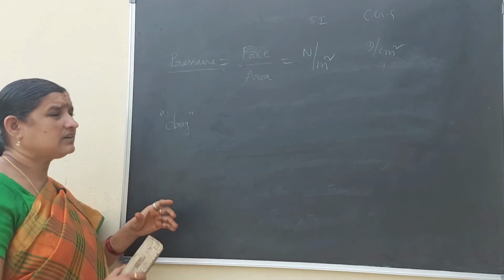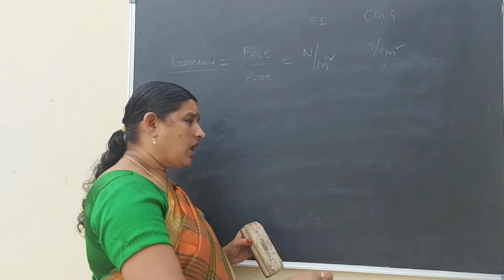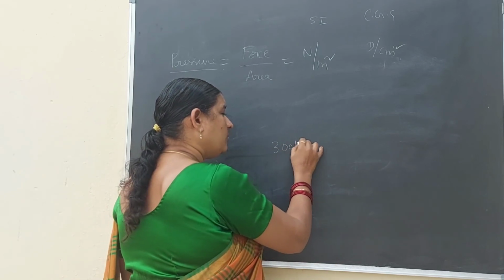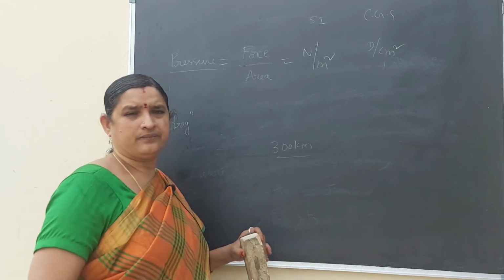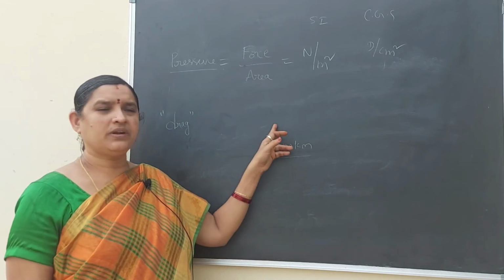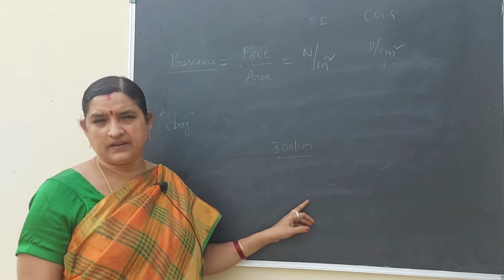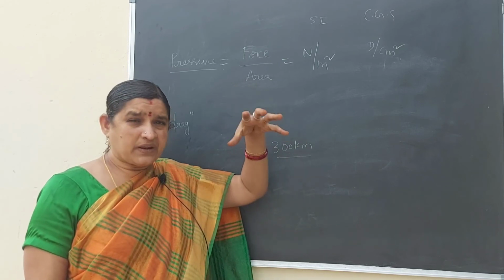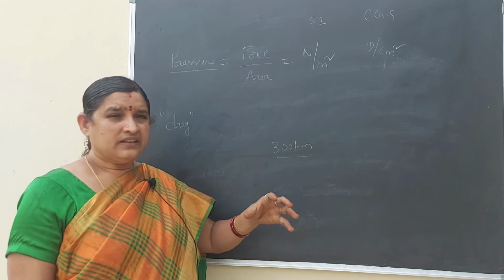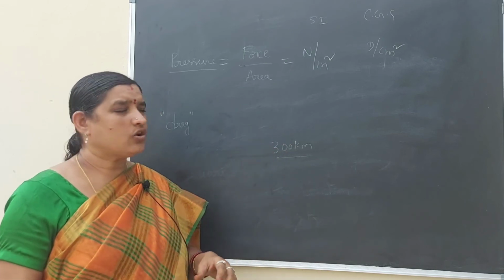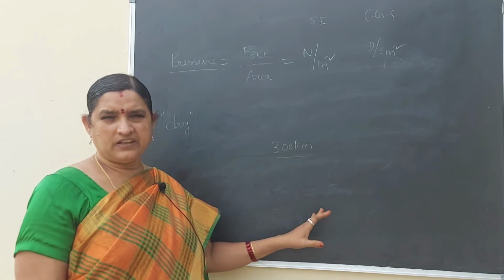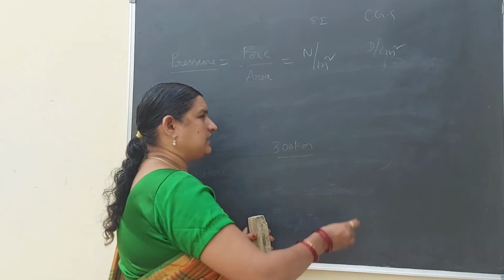Next, atmospheric pressure. From the surface of the earth up to nearly 300 kilometers we have atmosphere. Up to 300 kilometers altitude we have atmosphere. So the air also has weight. It exerts some pressure on the surface of the earth. The air pressure is called atmospheric pressure.